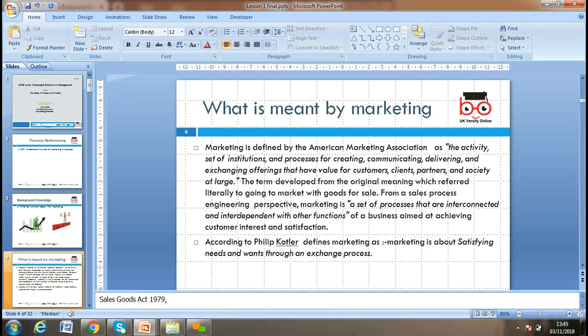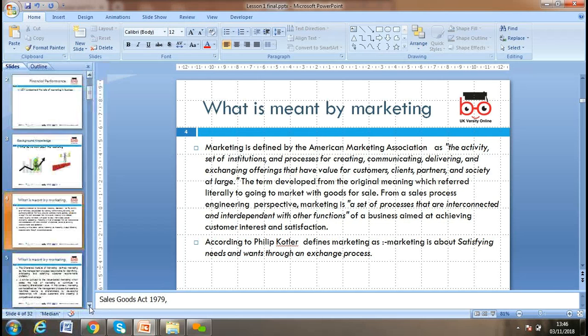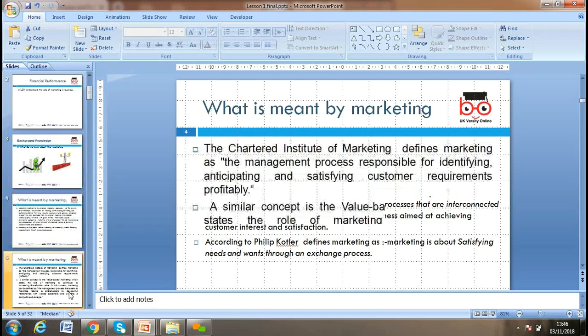So as a marketer, you need to make sure you provide true and fair information that the goods are fit for purpose, not really selling something which does not meet the needs and wants of the customer. So that's all that is meant by it.